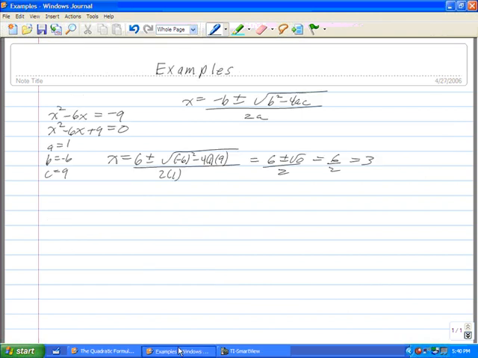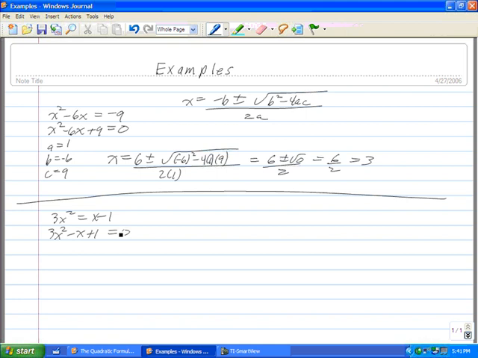Now, as far as the discriminant is concerned, there's one more possibility. There's one more thing that can happen with the discriminant, and this is something we definitely need to look into. Let's take 3x squared equaling x minus 1. Again, this is arranged in a very poor order, so I need to rewrite this as 3x squared minus x plus 1 equals 0, just moving things to the other side. My a equals 3, my b equals negative 1, my c equals positive 1.